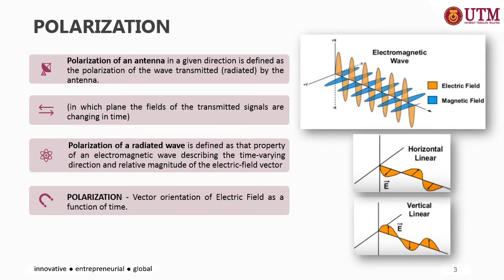Okay, next we are going to discuss another important parameter in measuring antenna performance, which is the polarization. As we know, the electromagnetic wave consists of two vectors, which are the electric field vector and the magnetic field vector, that are orthogonal, or perpendicular, to each other. Right, so polarization basically defines the behavior of the electric field component as it propagates in time.